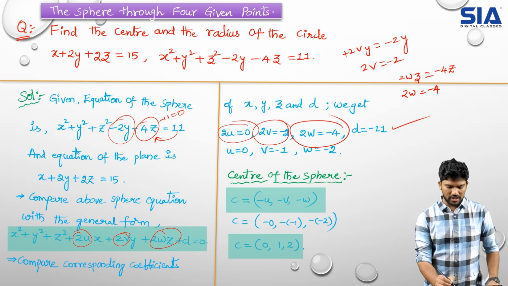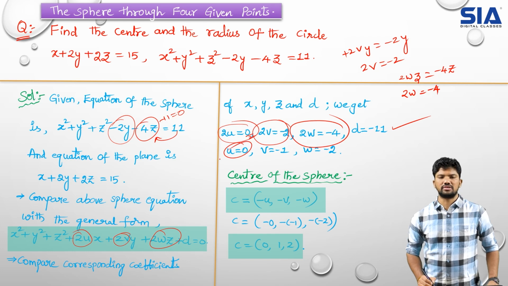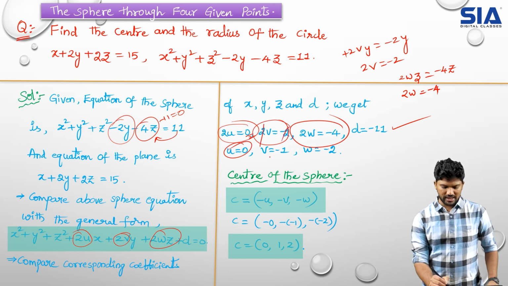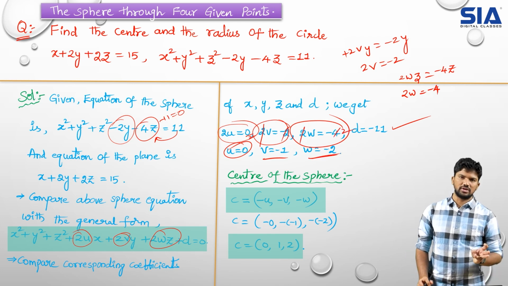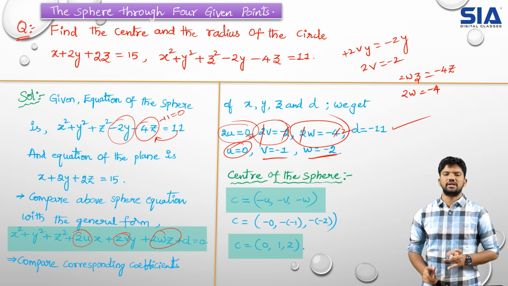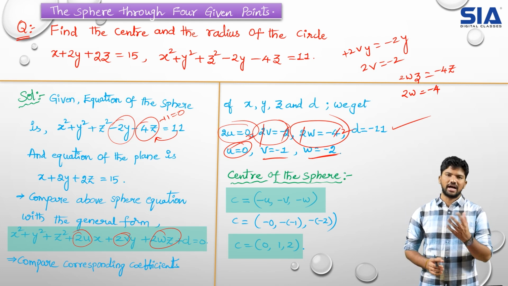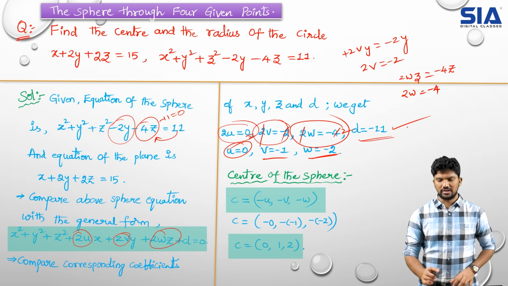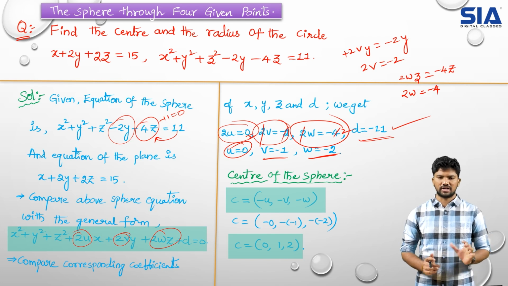Now, 2u is equal to 0, so u is equal to 0. The 2s cancel, so v is equal to minus 1, and w is equal to minus 2. So u is equal to 0, v is equal to minus 1, w is equal to minus 2, and d is equal to minus 11 are the four values after comparing.